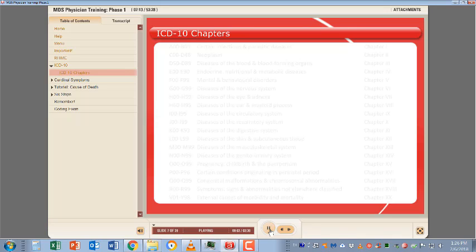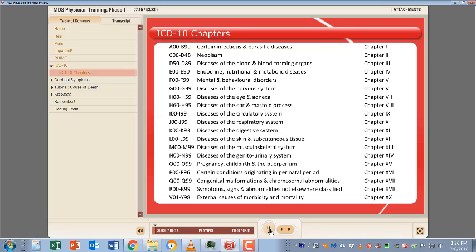Here is a list of the ICD chapters and their corresponding codes. It is important to note that 3 of the ICD chapters, 19, 21 and 22, are not used routinely for coding the underlying cause of death. The other 19 chapters are listed here.